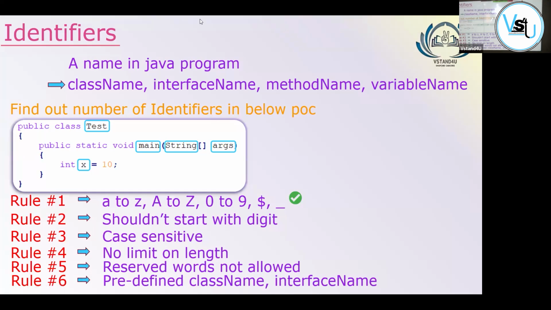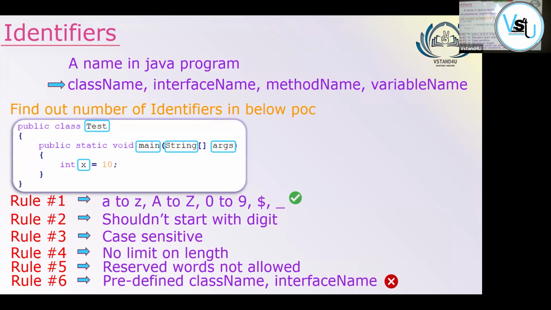Predefined class name, interface name, not recommended. Say for example, if a class called String or a class called System is already there, you don't end up creating your own class name as String or System. Although it is allowed, it is not recommended, but it is allowed. Compile time wise, there is no problem, but it is not recommended. It leads to greater confusion.